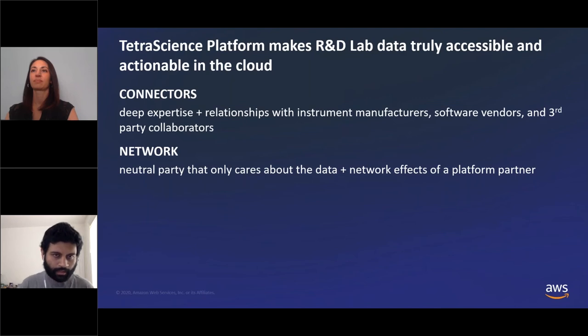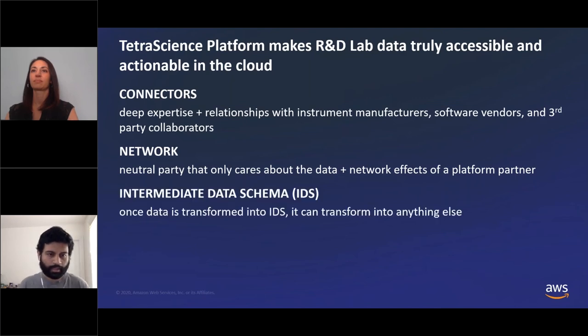The third piece in our approach is the intermediate data schema. And this is really the technical foundation of the network. It's something that we put a ton of effort into. Our scientist engineers think deeply about how to represent different categories of scientific data, but still keep it JSON, keep it really widely accessible to data scientists and to existing tools.